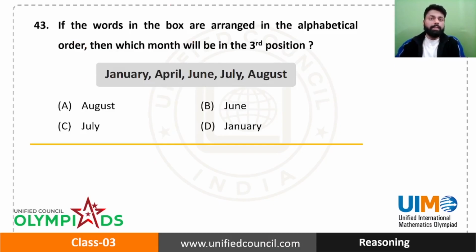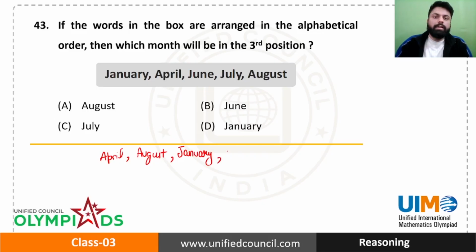If the words in the box are arranged in alphabetical order, then which one will be in the third position? So A, B, C, D, E, F, G, H, I, J, K, L, M, N, O, P. April will come first, then August, then January, then J, U, J, K, L, M, N. So July and then June. Third position, so that is January. The option.